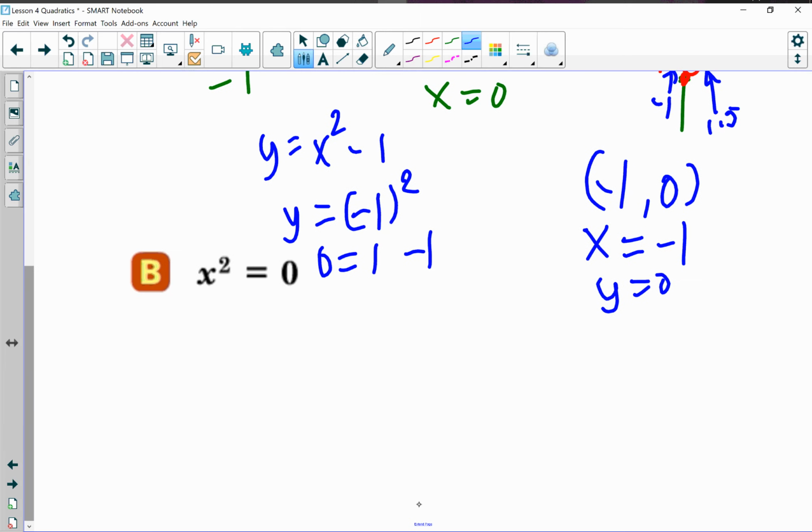Here you can do this one. Try that one. And here you can think about it. What x do you plug in that you would get 0 for y? So you can think about that. You could graph it.